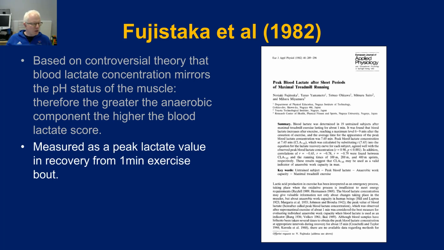And so what they were suggesting was you measure a peak lactate value in recovery, after 1 minute of all-out exercise, and the higher the score, the greater the anaerobic capacity. Well, the problem with that is that it doesn't take into account what's happening in that 1 minute bout of exercise. You could have an athlete who is highly aerobic, like a Michael Phelps, right? Everybody knows about Phelps, great swimmer. Highly aerobic, but he had a large anaerobic capacity. He needed a large anaerobic capacity for events like the 100 and 200 that he would swim.